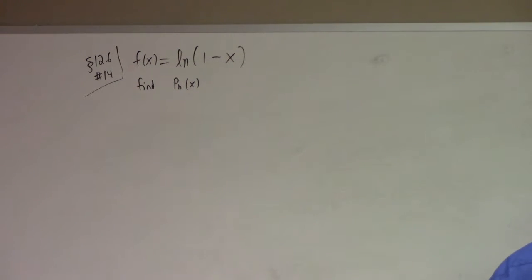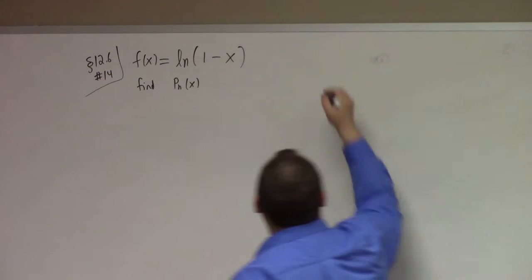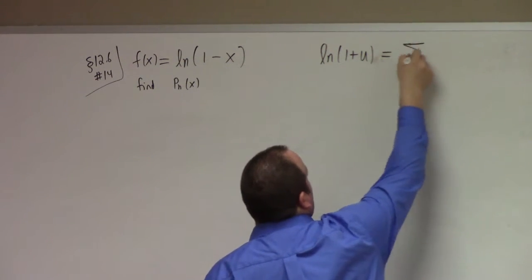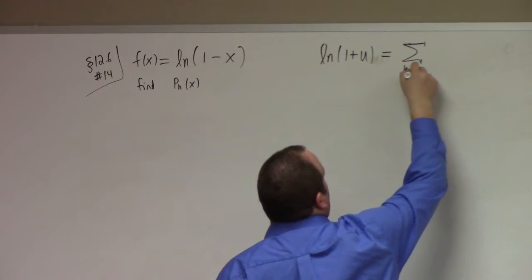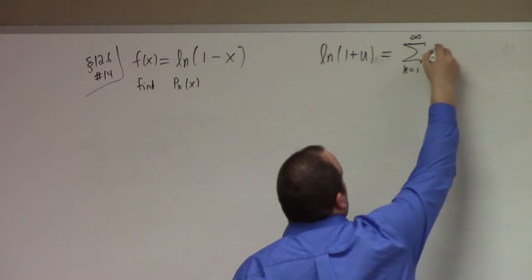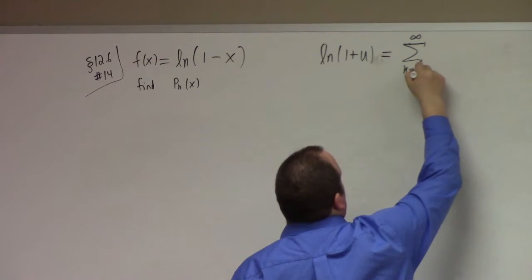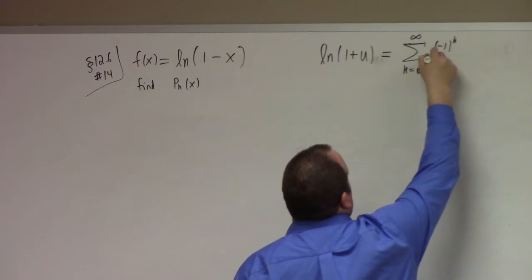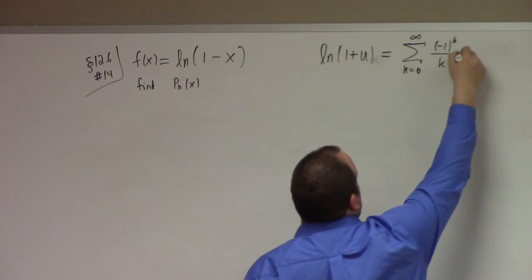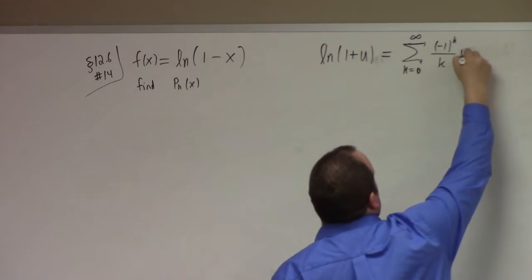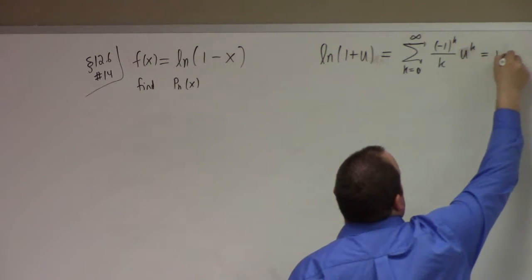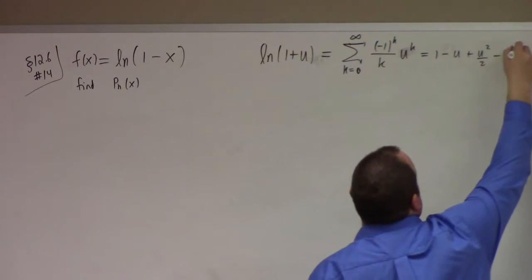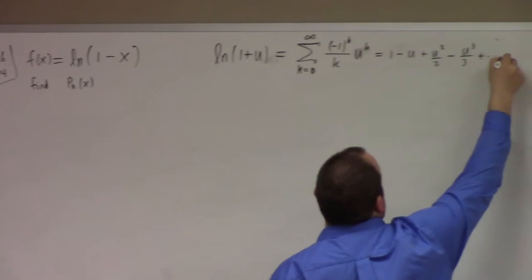you could use our work in the previous class. I already worked out the natural log of 1 plus u was equal to the sum k equals 0 to infinity of minus 1 to the k divided by k, I think, times u to the k. I think that's what I had. It's just like 1 minus u plus u squared over 2 minus u cubed over 3 and so forth.